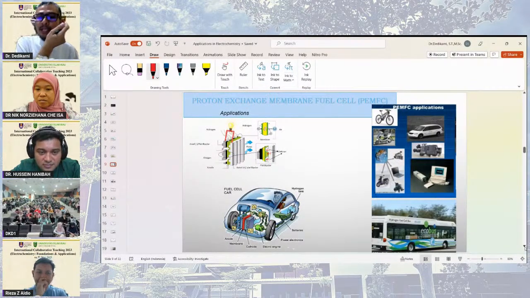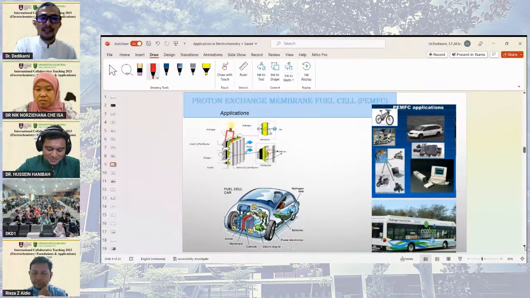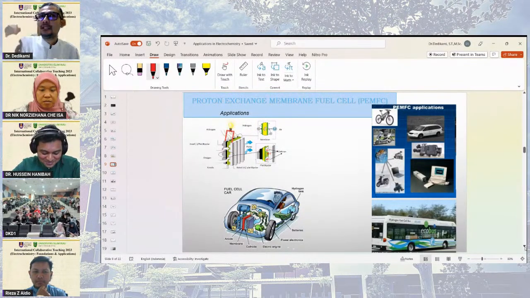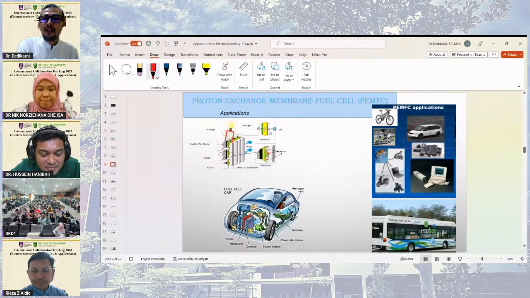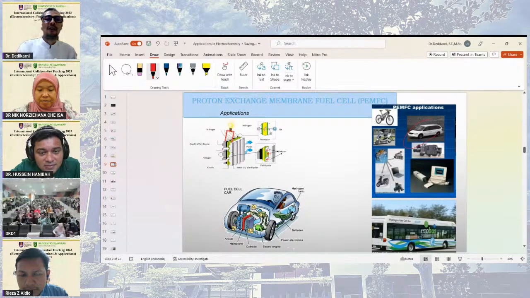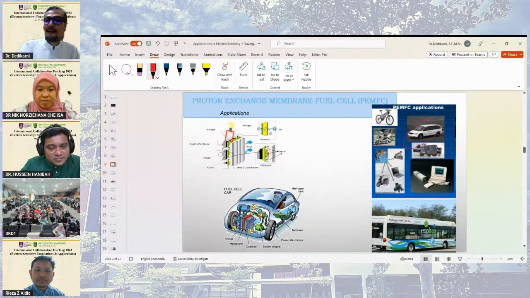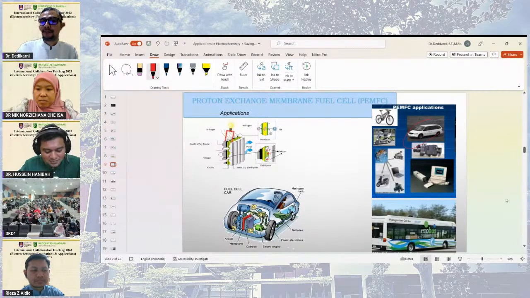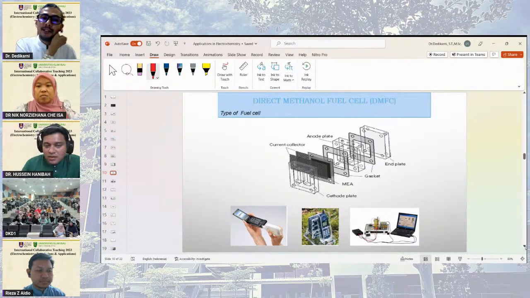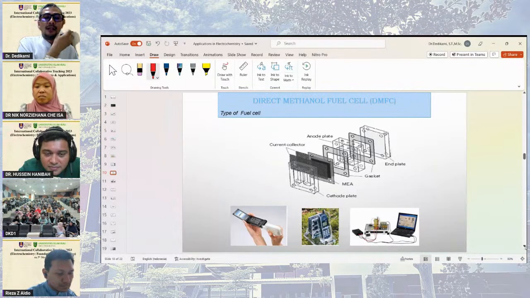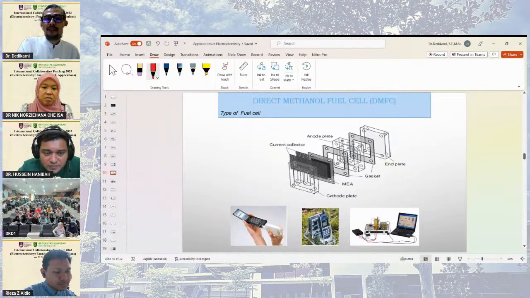According to our topic, PEM fuel cell is leading for transportation like bicycle, scooter, car, and then laptop and lastly bus. This is the application of PEM fuel cell for middle users. Okay, this is the direct methanol fuel cell or micro fuel cell, just for handphone and maximum for laptop.